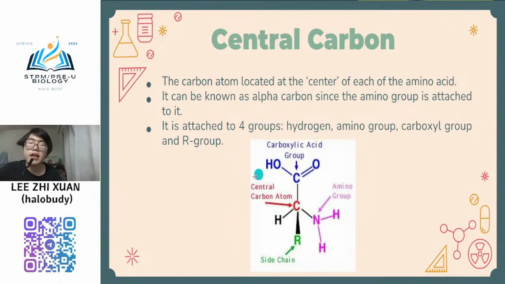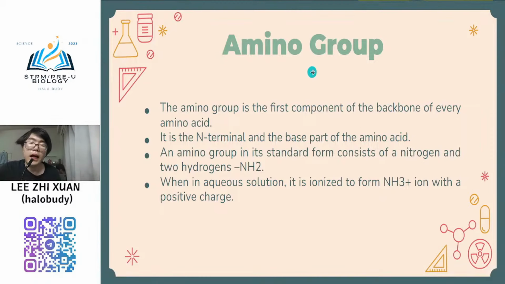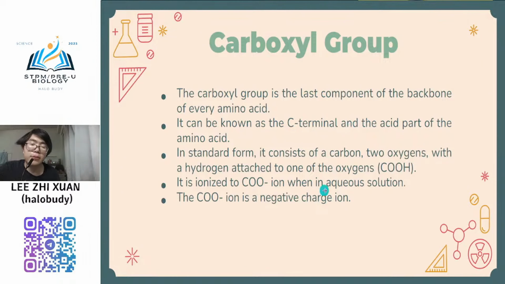Since it is at the center of the amino acid. And the amino group, as I mentioned, is NH2, and the carboxyl group is COOH, the C terminal. When you talk about the N terminal and C terminal, the N terminal is the amino group, and the C terminal is the carboxyl group of the amino acid.